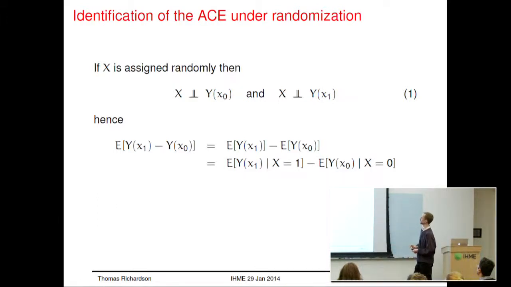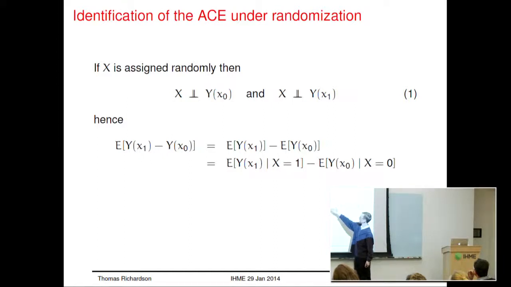So if x is assigned randomly, then we get these independencies: x will be independent of the potential outcome under control, and x will be independent of the potential outcome under treatment. It then follows that we can identify this quantity. When you first hear about it, it sounds as if, how could I possibly learn that? It's the difference between the average when everyone gets treatment and the average when everyone gets control. We can identify it under randomization because x being independent of these potential outcomes means that this is equal to this, and this is equal to this.